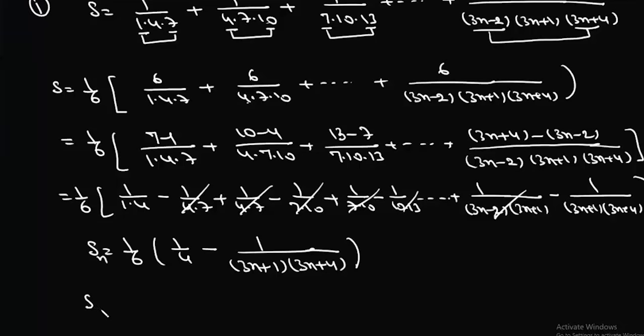Now if we find sum to infinity, we'll simply need to take this limit n tends to infinity S_n. Now if we take this limit n tends to infinity, this entire expression will be simply 0. So sum of this series up to infinity is 1 by 24. So that is the answer to this first part.